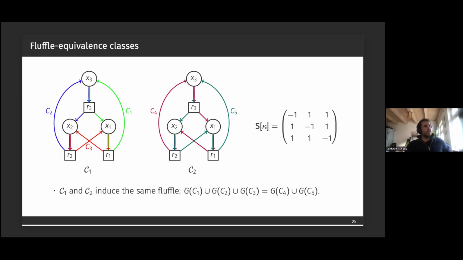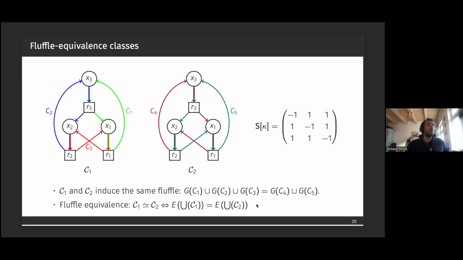Good. But the problem is that many circuit nets induce the same fluffle. So for example, the circuit net 1 here, which is composed of the elementary circuits C1, C2, and C3, so the green one, the blue one, and the red one, they induce the same fluffle as the circuit net C2 here, which is composed of the elementary circuits C4 and C5, which also have the same child selection matrix.